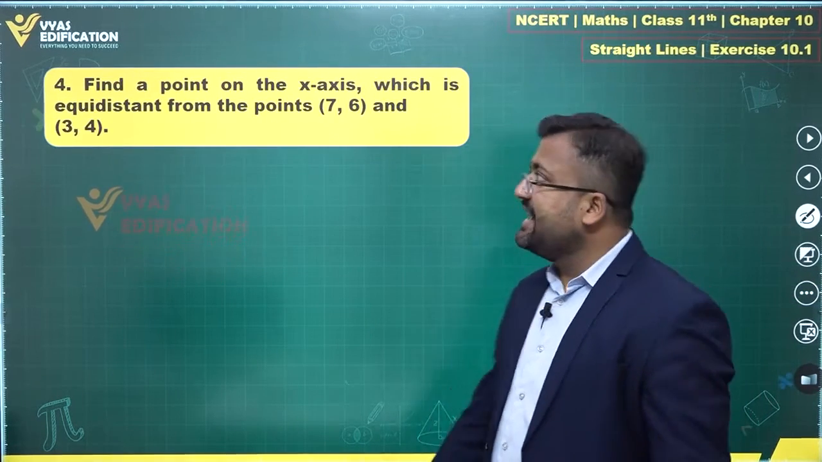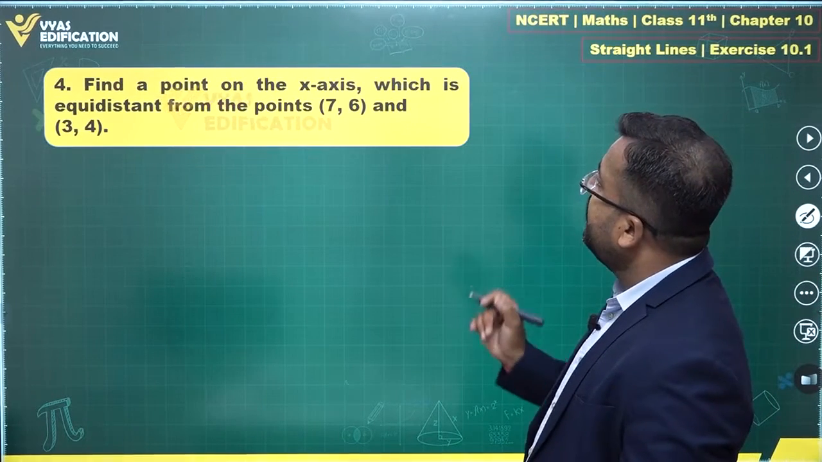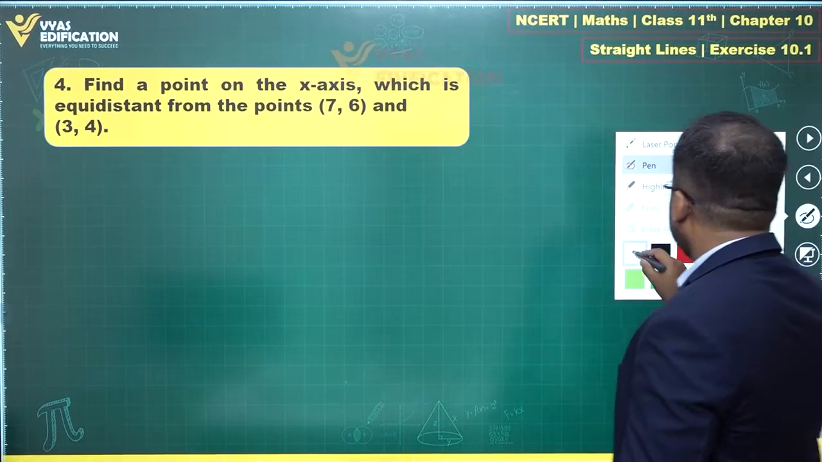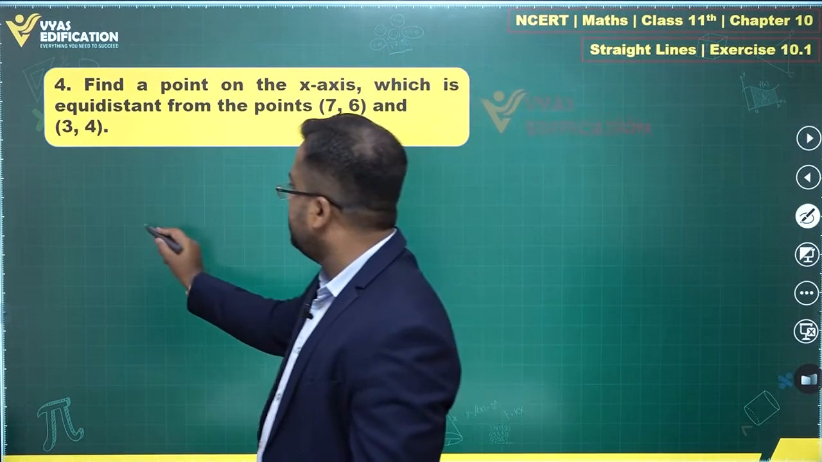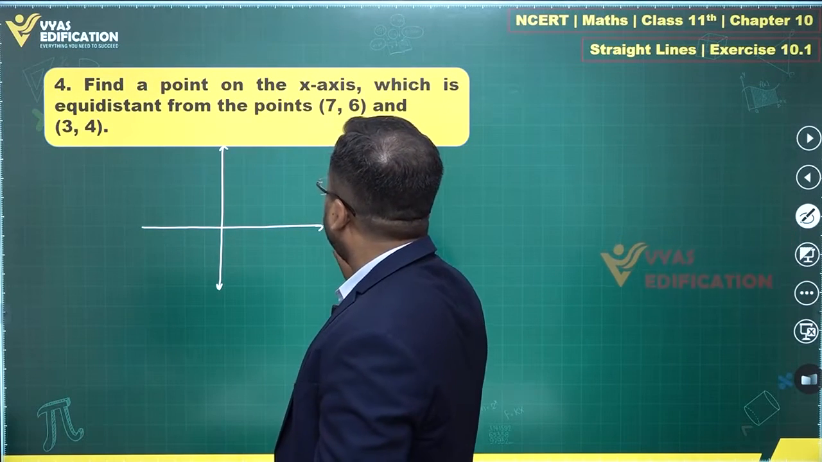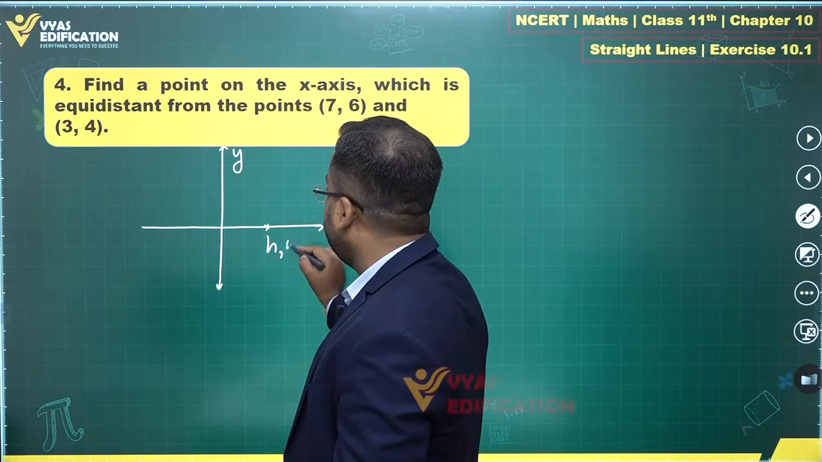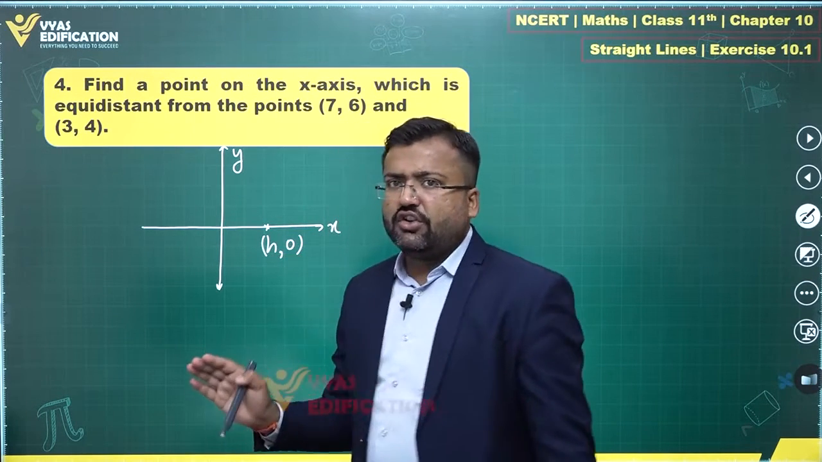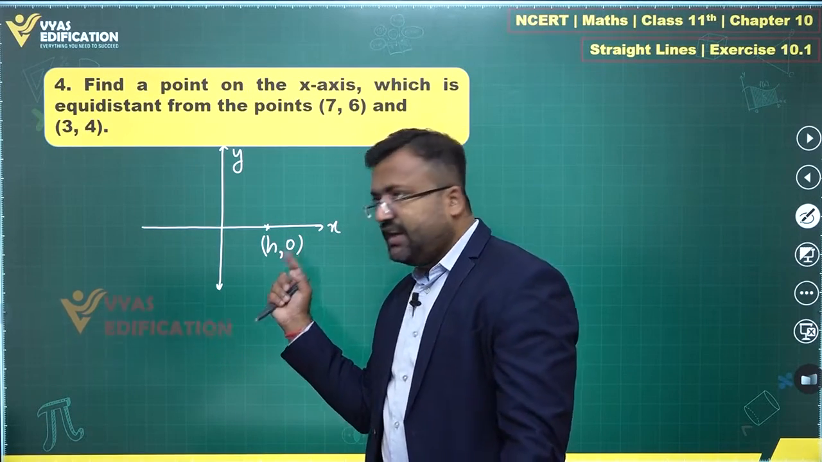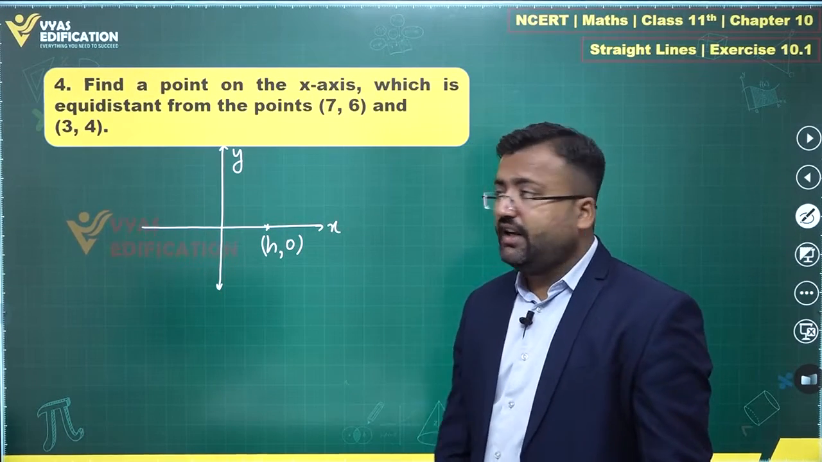The fourth question says, find a point on the x-axis which is equidistant from the points this and this. So let's consider the x-axis first of all and observe: any point on the x-axis will have some particular type of coordinates. What is that? This point is on the x-axis and this will have coordinates h comma 0. For any point on the x-axis, the y coordinate, the ordinate, will be 0, and the abscissa can be anything for that matter, right?